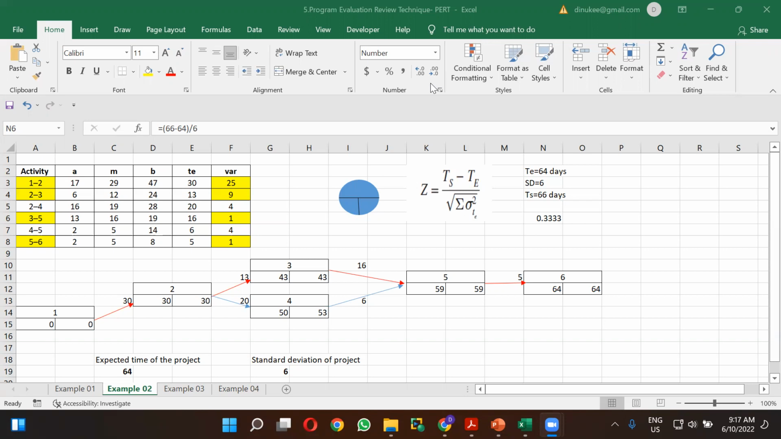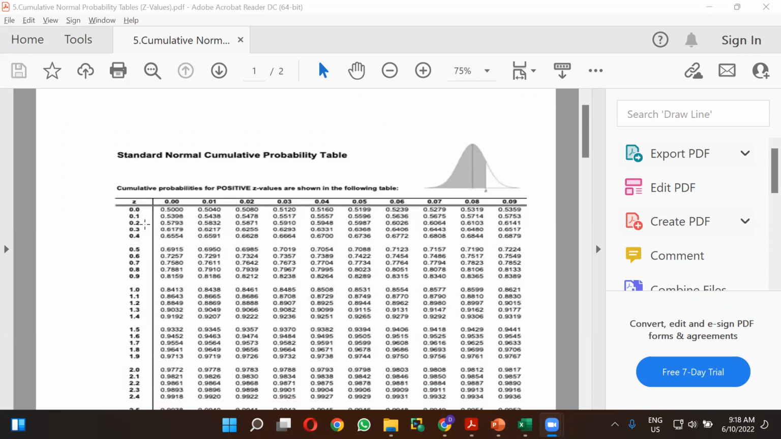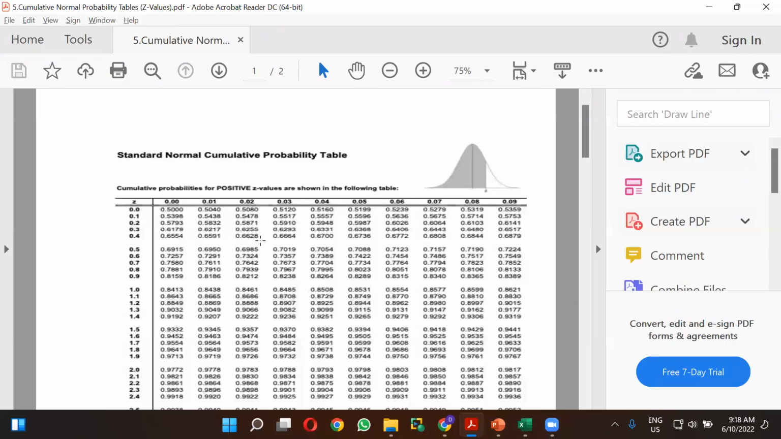Right. So this is not the end, right? We have now calculated the Z value. It is 0.33. Can you remember, I have uploaded the cumulative normal probability tables. From here, you have to find the value for 0.33. In here you can see only 2 decimal places are there, so please take 2 decimal places. So it is 0.33. In this table, you have to actually read it out, right?